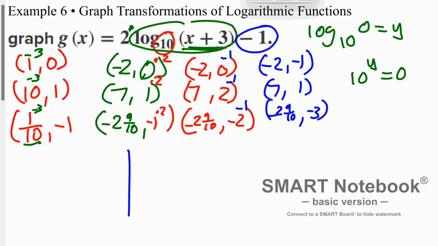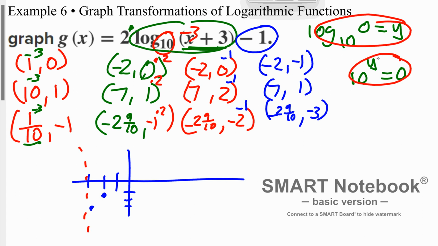Alright, so then I can just graph it. Negative 2, negative 1, negative 2 and 9/10, and negative 3. So that means my boundary is at negative 3, which makes sense because I can't plug in negative 3 because this can't happen, right? So there's my vertical asymptote. So I'm getting closer and closer to the line, but not crossing it.